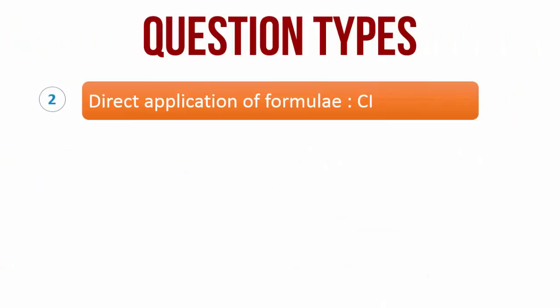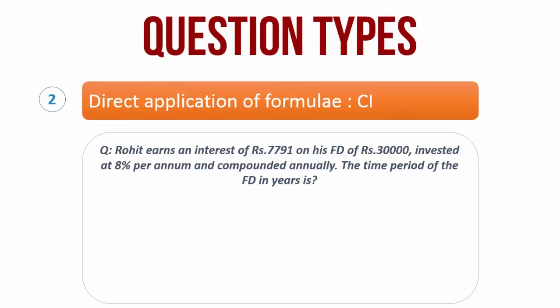The second type of question will involve the direct application of the compound interest formula. For instance, Rohit earns an interest of Rs 7,791 on his FD, which is for 30,000 rupees. This has been invested at 8% per annum and is compounded annually. What is the time period of the FD in years?